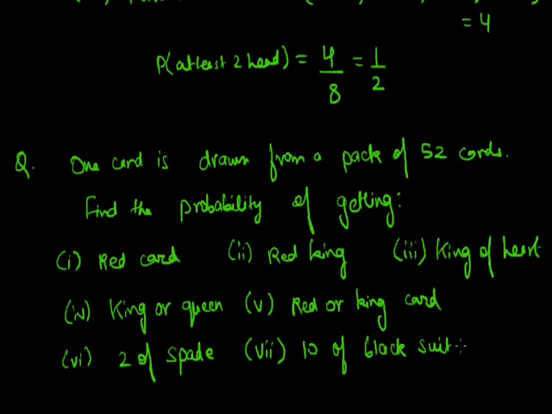So this question is actually based on playing cards, that is 52 playing cards. We need to find out the probability when we draw one card from the pack of 52 cards. We need to find the probability of getting a red card, red king card, king of heart card, king or queen card, red or king card, 2 of spade, and 10 of black suit. So we need to find out all these things in the case of playing cards. So we'll see how to solve the question based on this.